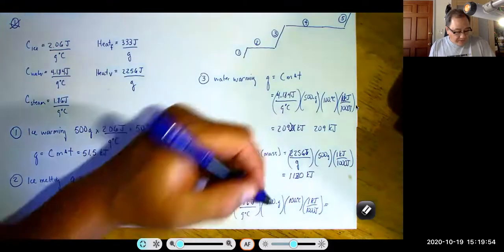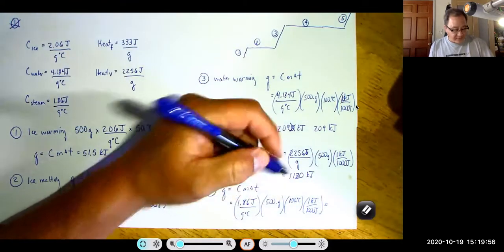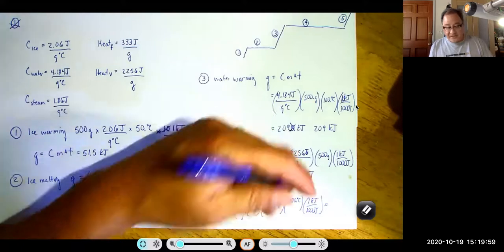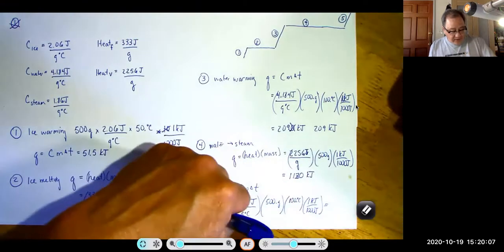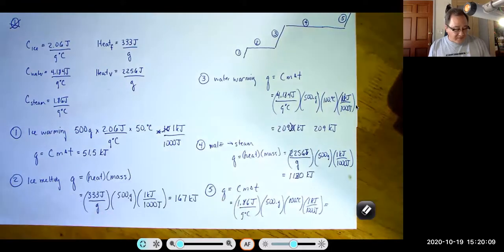Of course, 1.86 times 500 is not 1,000 or 2,000. It's a little less. So it shouldn't be 100 for the answer. It should be more like 900 or something like that. Okay, let's see what it actually is.